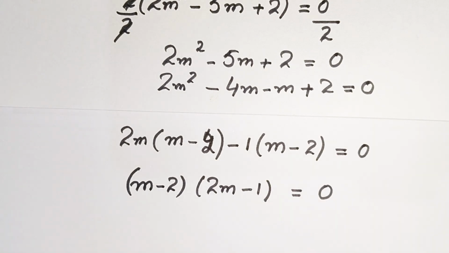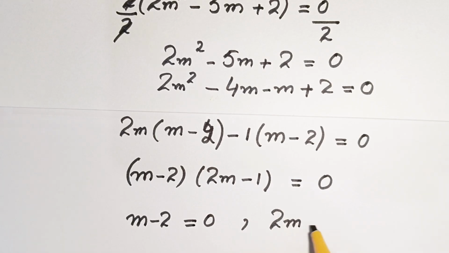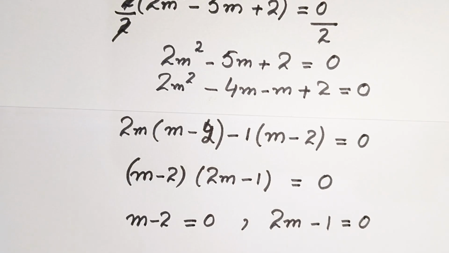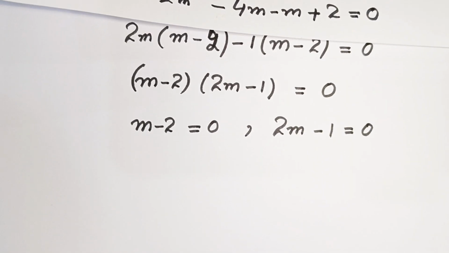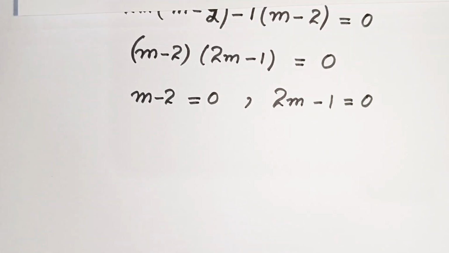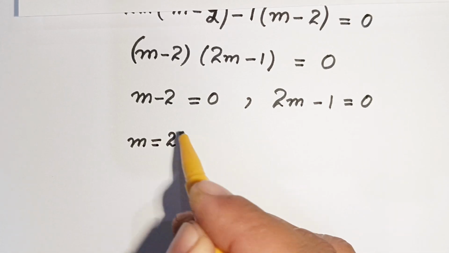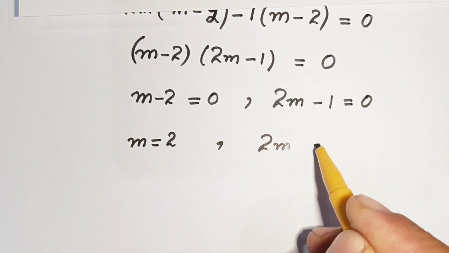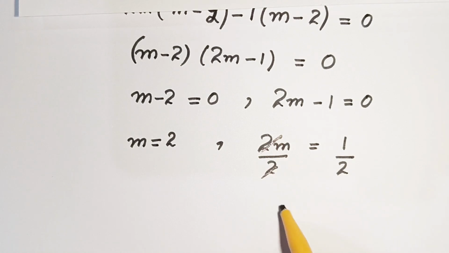Now m minus 2 is equal to 0, or 2m minus 1 is equal to 0. So we have the value of m here. The value of m is m is equal to 2, and here we get 2m is equal to plus 1, and by dividing by 2 on both hand sides, we have m is equal to 1 over 2. Here we have two values of m.